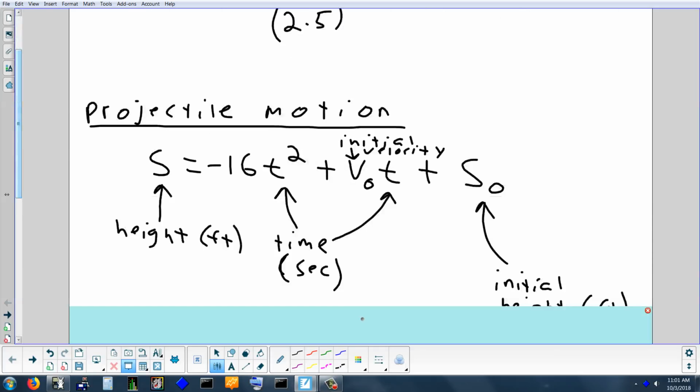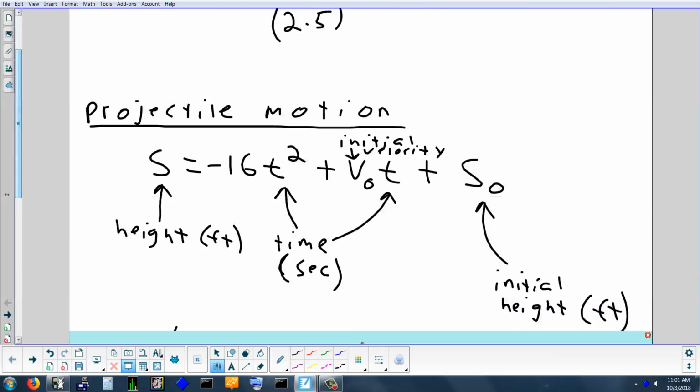So it tells you how high an object is based on a few different factors. How long has it been in the air for after you've thrown it? How hard was it thrown initially? That's your initial velocity. And what was the initial height of the object? Okay. Did you throw it off the top of a building? If so, it's already a certain amount of feet off the ground. If you have a problem that says something's being thrown from ground level, the initial height is 0.